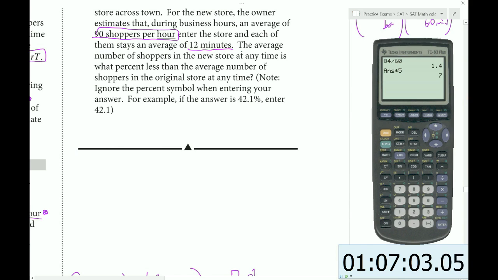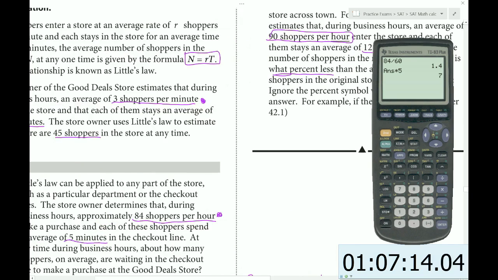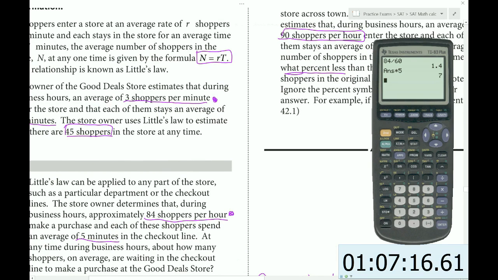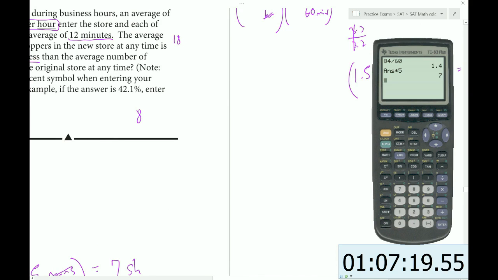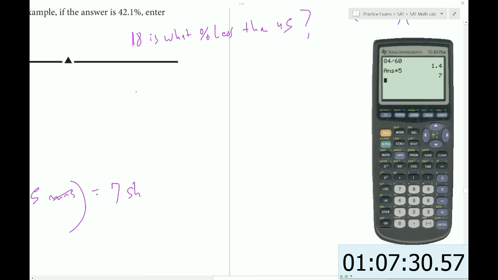Okay. The average number of shoppers in the new store, so we just found that to be 18, is what percent less than the average number of shoppers in the original store? Okay. So the original store had 45 shoppers. So the question is, 18 is what percent less than 45? Okay. And to turn that English into math, we use our Math English Dictionary. So 18 is means equals, what percent less than? So that is a multiplier. So we'll call the multiplier x right now, and we'll do 45.